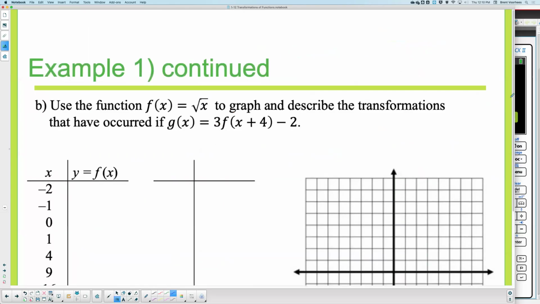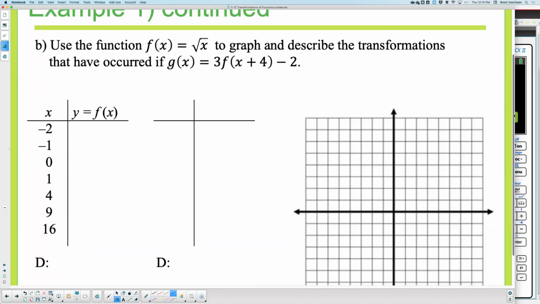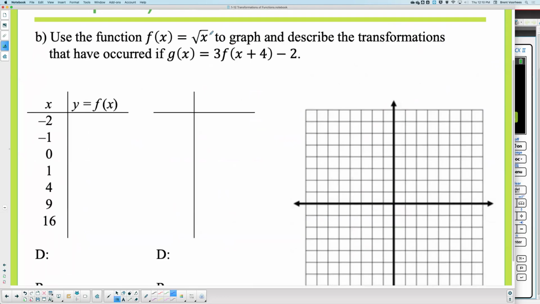All right, let's look at part B here. This time it says use the function square root of x. So come down here. First thing we're going to do is I want you to write that f of x equals the square root of x. So I've given a host of different values here. When we would try to figure this out, you would first plug in -2. So I'm first just going to find the table for f here. -2. What's the square root of -2?